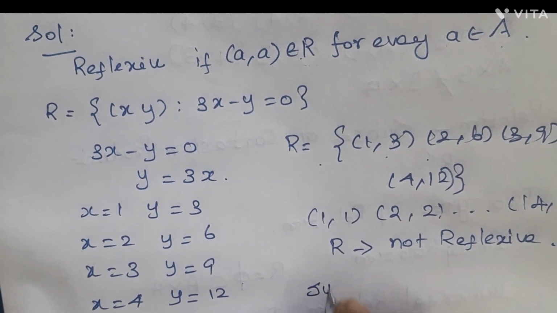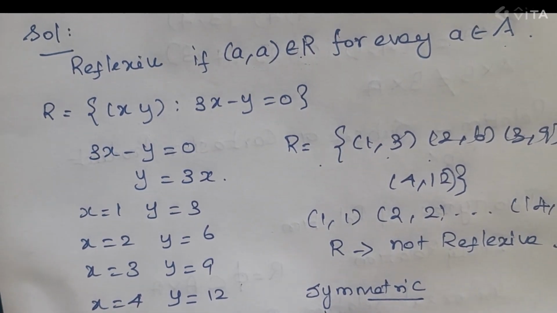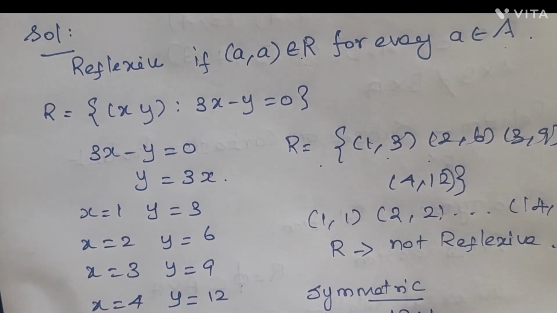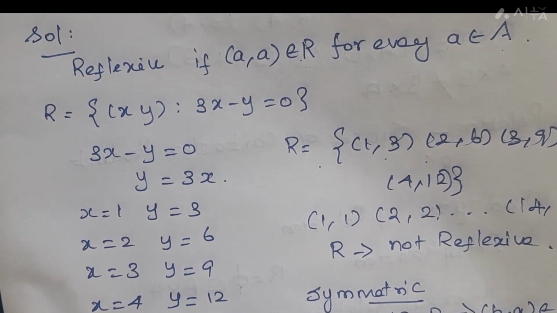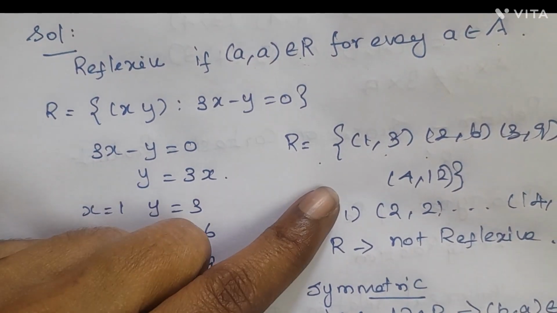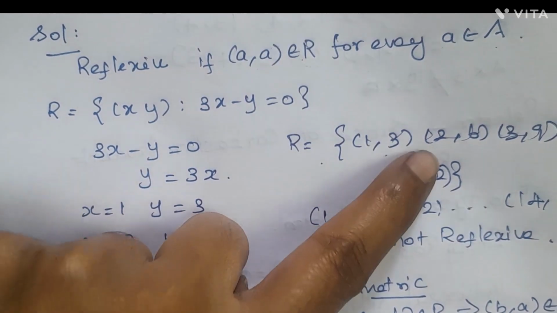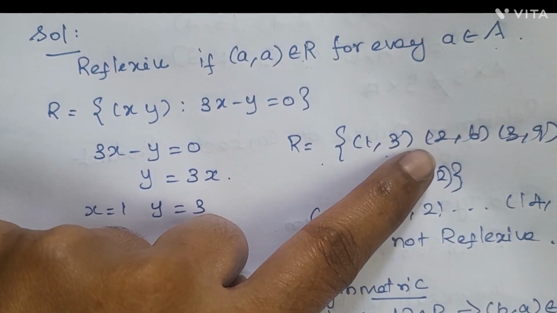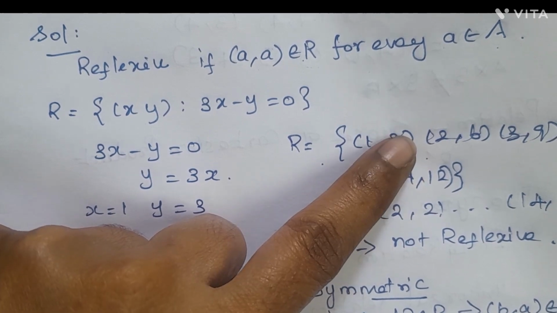Then for symmetry, we know the condition is if the ordered pair (a, b) belongs to R, then (b, a) should be present in R, for all a, b belongs to capital A. If we take (1, 3) belongs to R, then (3, 1) is not present in R. So therefore our relation is not symmetric.